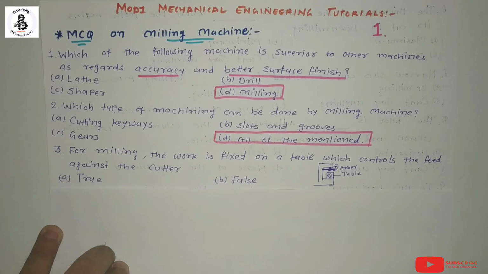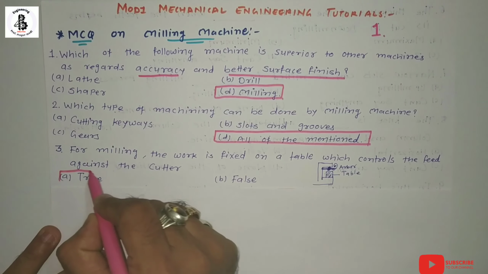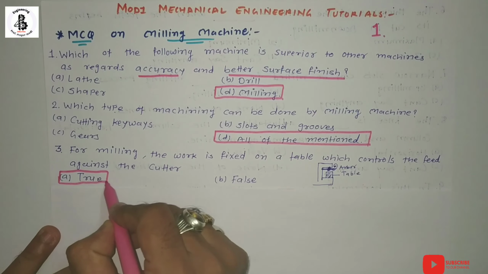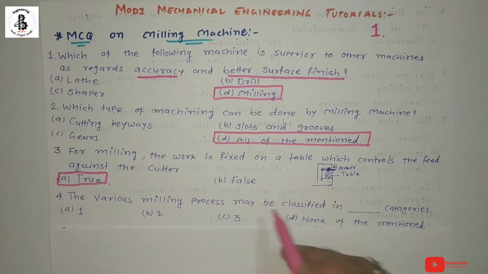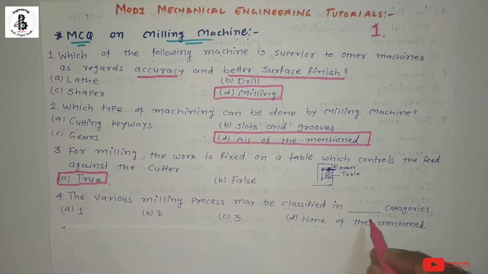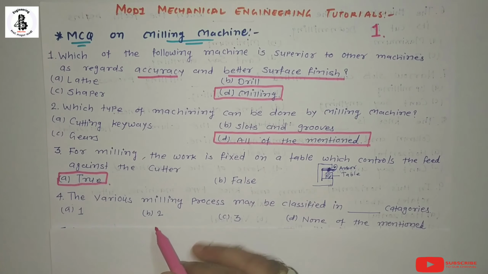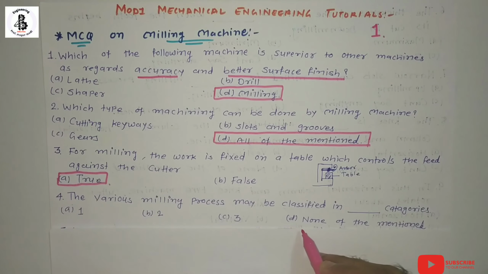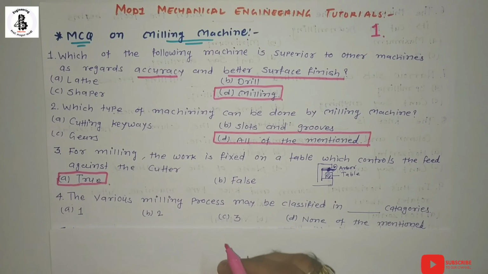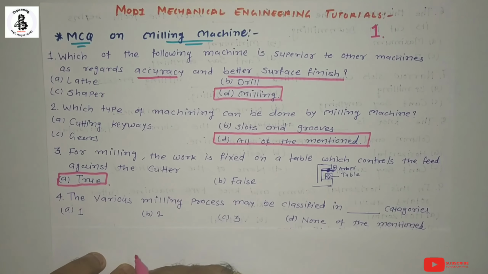So here that will be the option A. The statement is true. The next, the various milling processes may be classified in which categories? Option A, 1 category. Option B, 2. Option C, 3. And option D, none of the mentioned. So basically milling processes are up milling and down milling. So basically there will be two types of categories.